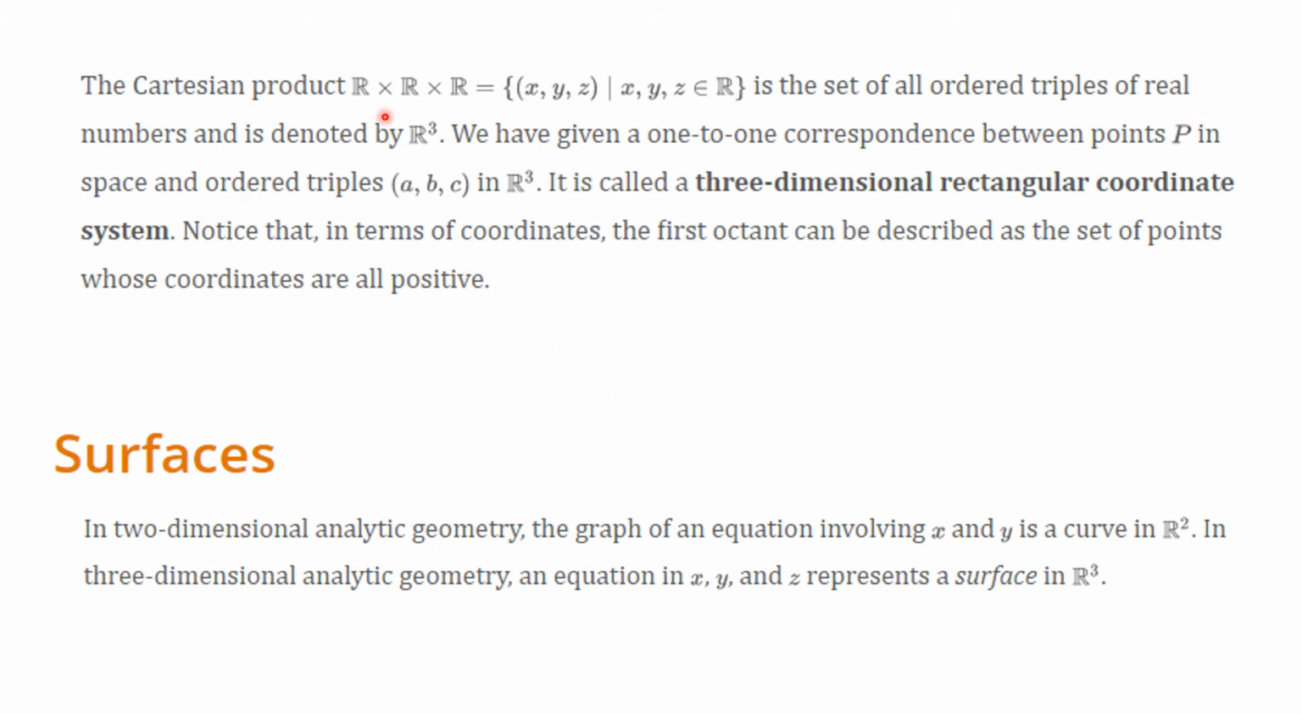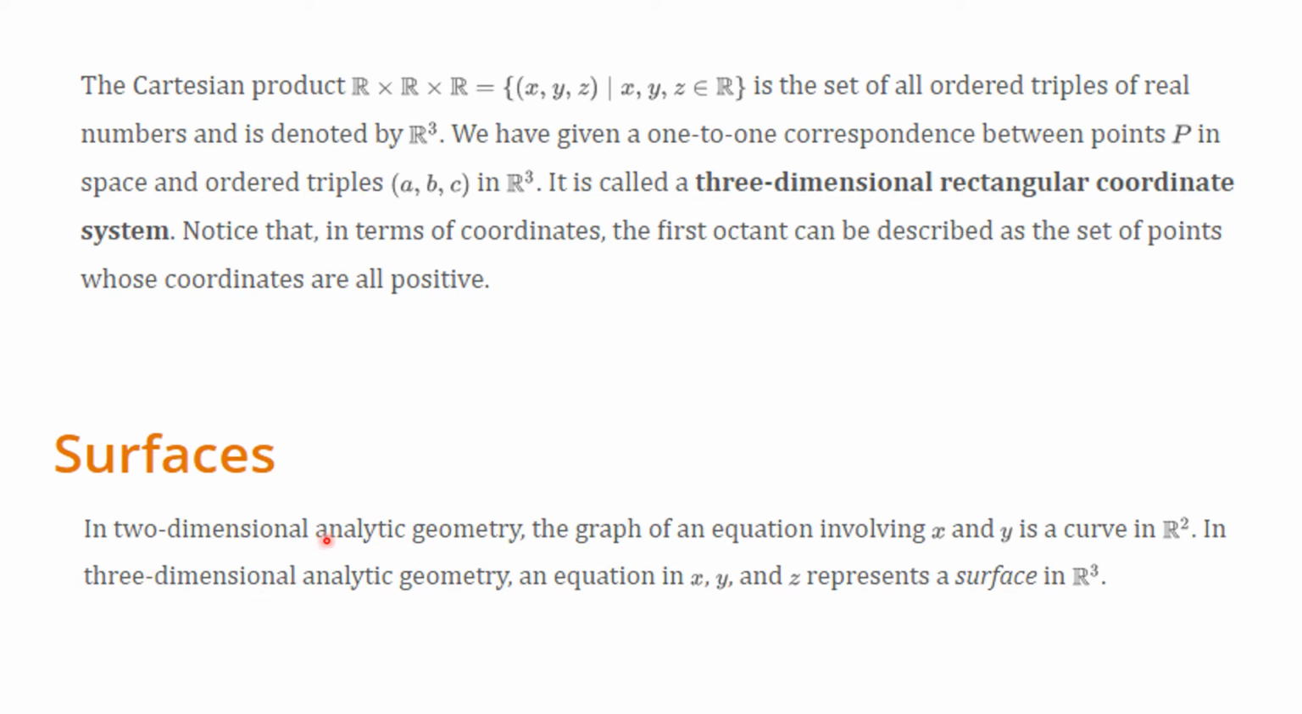The Cartesian product, R cross R cross R, this is real numbers cross real numbers cross real numbers, is the set of ordered triples (x, y, z), such that x, y, and z are elements of R, a set of all ordered triples of real numbers, and is denoted as R raised to the exponent 3, or R cubed. So we have given a one-to-one correspondence between the points in space and the ordered triples (a, b, c) in R cubed. This is called the three-dimensional rectangular coordinate system. And notice in terms of coordinates, the first octant is the set of all points where all the coordinates are positive.